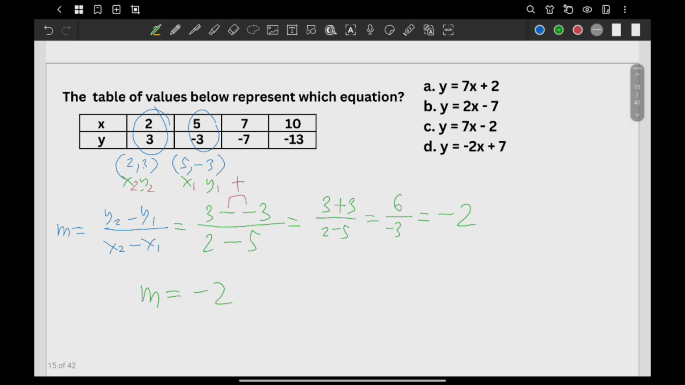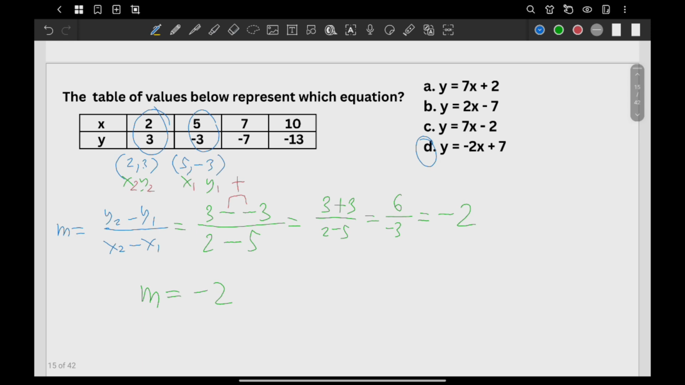Now, at this point, we need to solve for the value of b, the y-intercept. But you can grab the benefit that your exam is sometimes multiple choice. If you check the choices A, B, C, and D, you check their slopes. The slope of letter A is 7, letter B is 2, C is 7, and letter D is negative 2. Only letter D has the correct slope, negative 2. Well, that's already your answer. That's how you answer it. You can grab the opportunity that your exam is multiple choice.